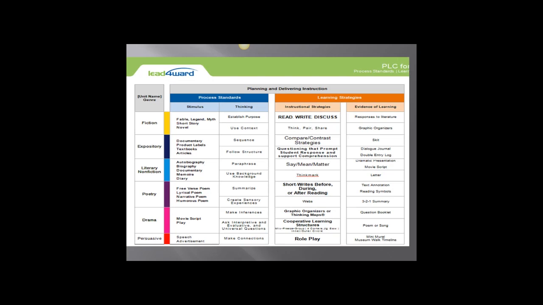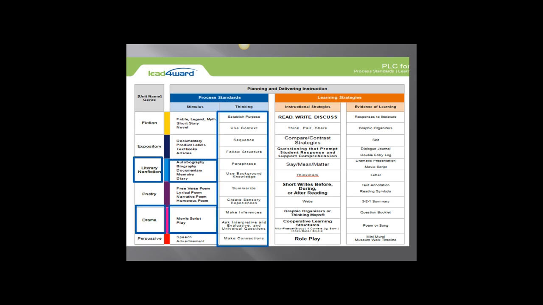Now let's visit our PLC for the Reading PLC document. In this unit, we'll be in literary nonfiction and drama. We're going to use all levels of thinking throughout Unit 2. Any of these on this PLC document are great evidences for learning as we're reading drama and literary nonfiction. Of course, our instructional strategies we want to read, write, and discuss every day through the gradual release process, and you could use other strategies as shown.